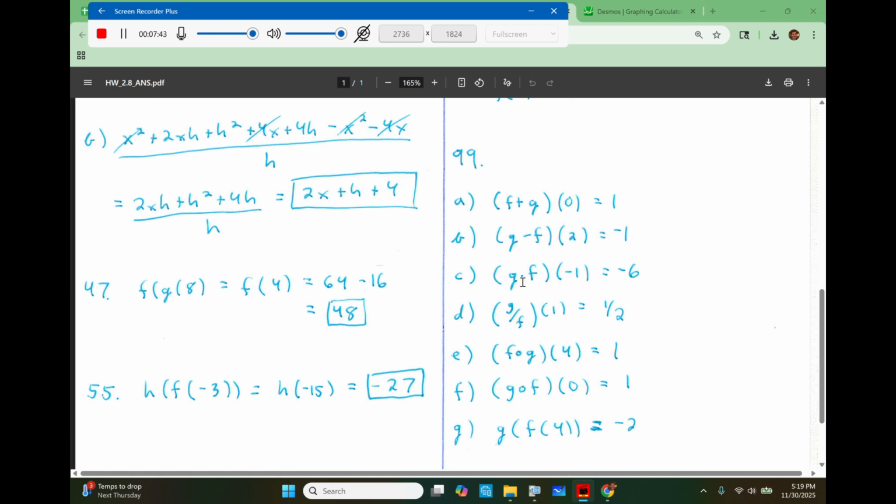Okay, this is multiplication, not composition. This is composition, this is multiplication. Closed little circle. G times f of negative 1. So g of negative 1 is negative 2. F of negative 1 is positive 3. Negative 2 times positive 3 is minus 6.